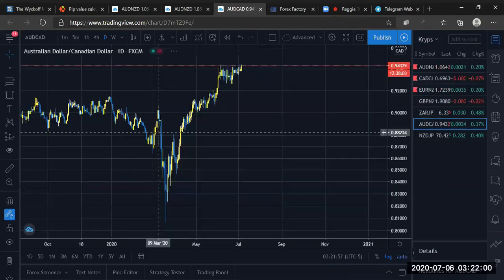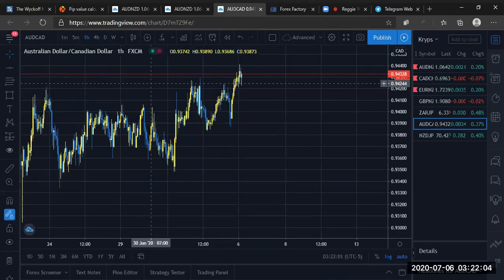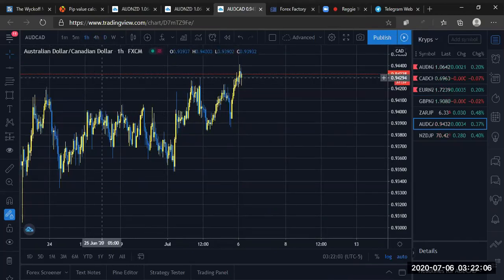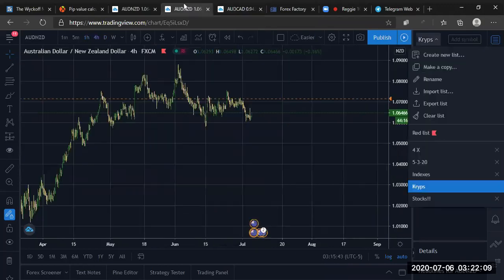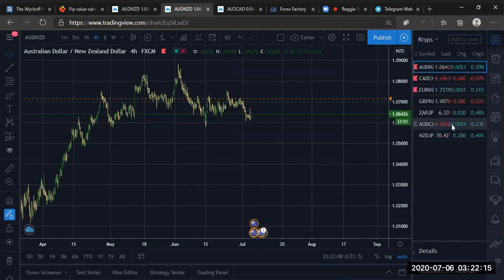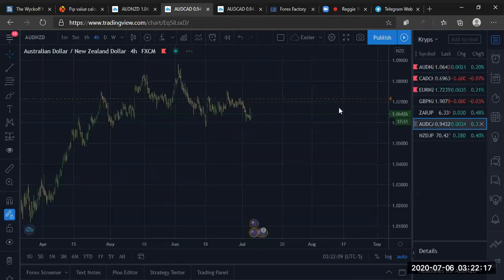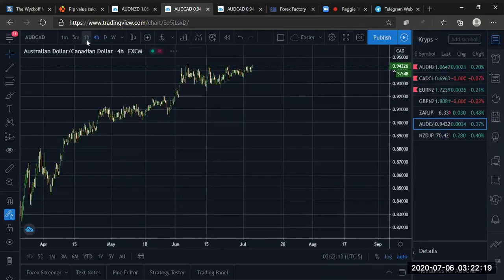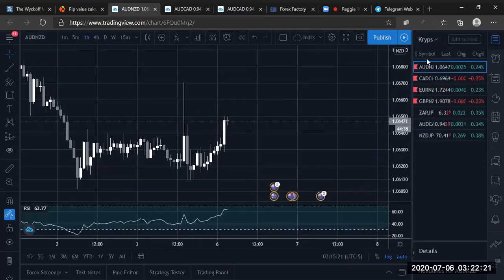I got an AUD CAD, but my markup is not on the chart. Where is my AUD CAD? Oh, sir. AUD CAD and then NJ, and then I'm done.